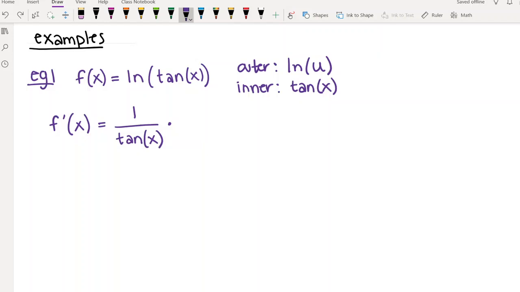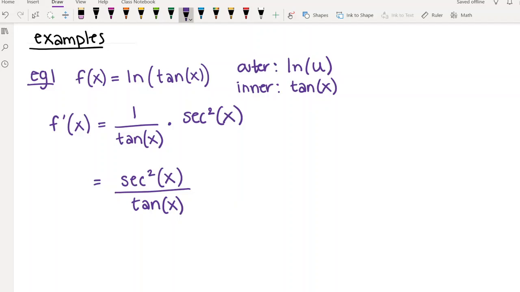So then we want to multiply that by the derivative of the inside function. The derivative of tangent of x is secant squared of x. So that tells us that our derivative is secant squared of x over tangent of x. This would be an example of a function that I would want you to know how to simplify. If you have two trig functions being multiplied together or divided, you should always check to see whether it can be reduced in any way.